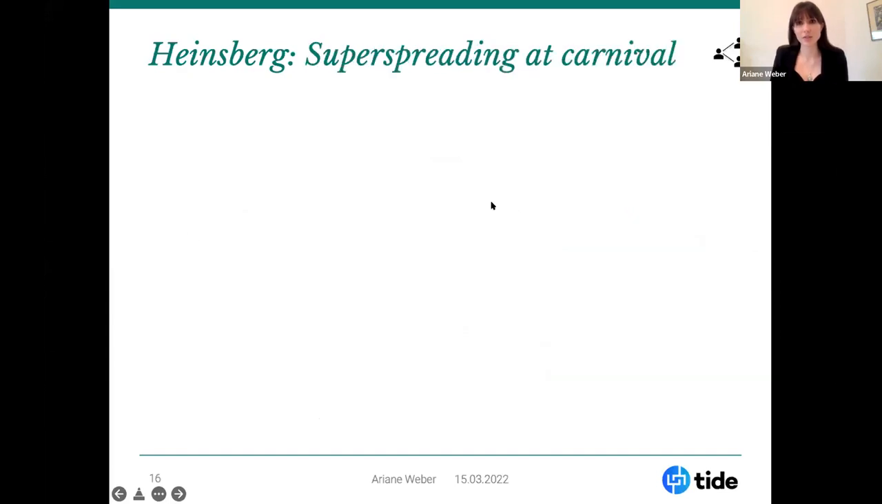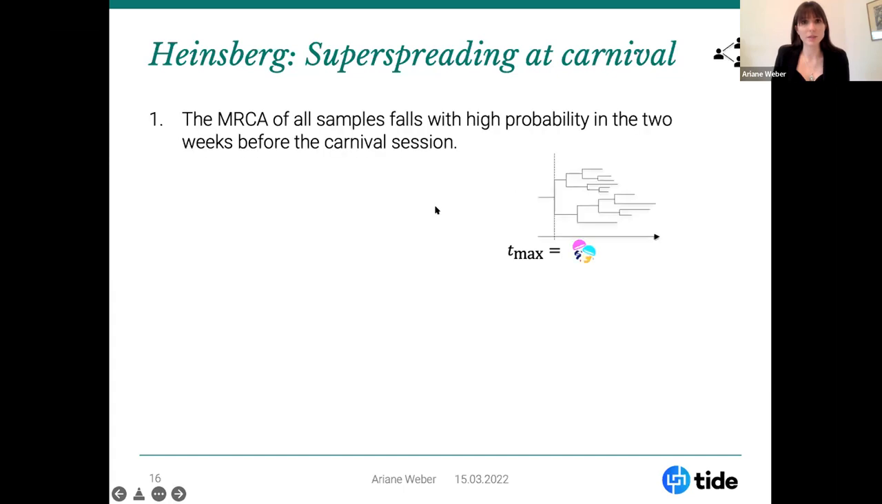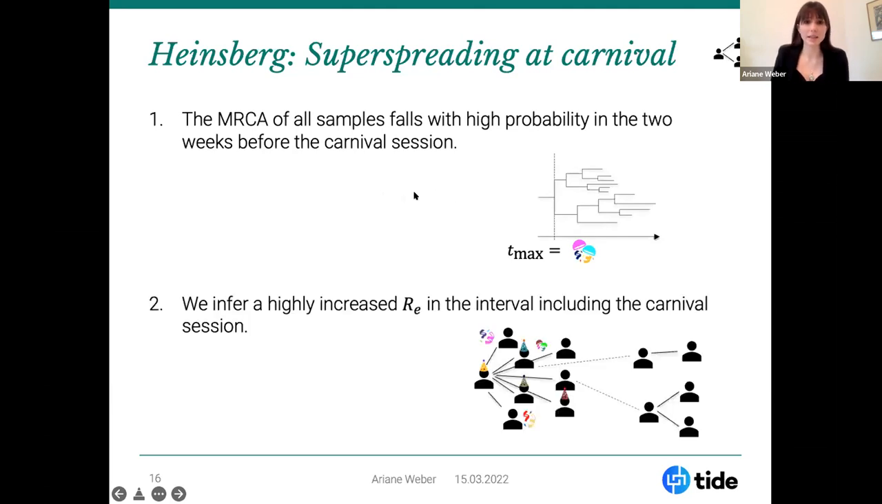So taking these results together, what we actually see is that the genetic data supports the superspreading at the carnival event. This is because the most recent common ancestor of all of the samples falls with very high probability in the 2 weeks before the carnival session, and the inferred reproductive number of the interval that includes the carnival session and not all that much time otherwise is highly increased.